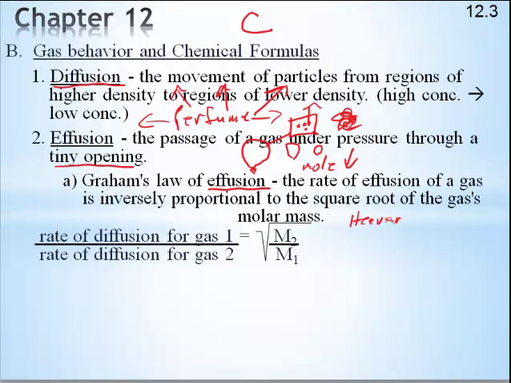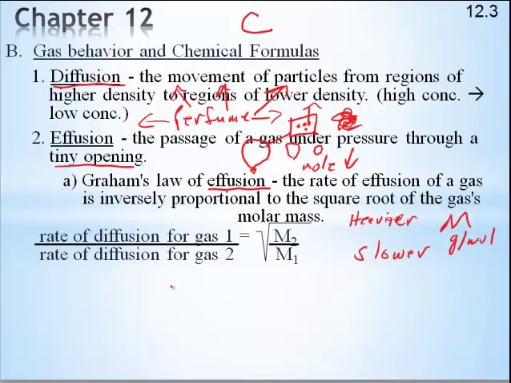And when I say heavier, I mean the bigger molar mass, grams per mole. So the heavier or the greater molar mass of a gas, the slower it's going to move. Hopefully that makes sense to you. A very light gas like hydrogen is going to move a lot quicker than a gas like, let's just say, sulfur dioxide. So that should make sense.